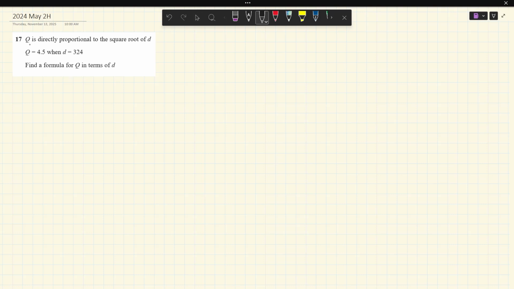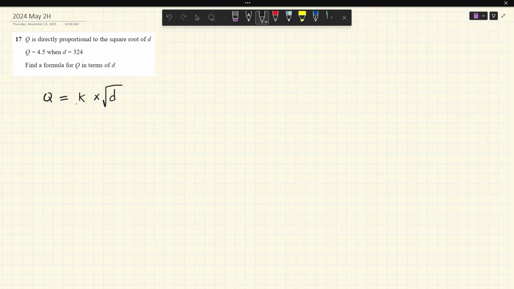Question 1. Q is directly proportional to the square root of D. Q equals 4.5 when D equals 324. Find a formula for Q in terms of D. Q is directly proportional, that means Q equals K times the square root of D.